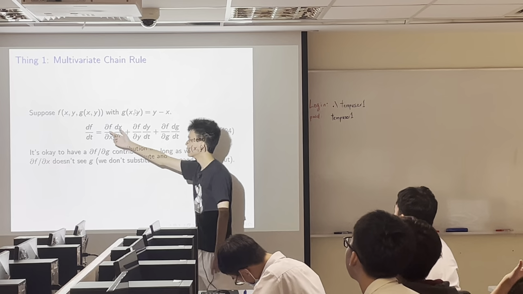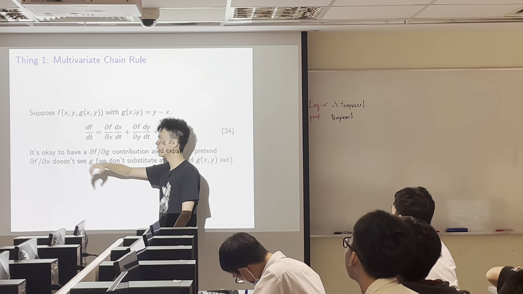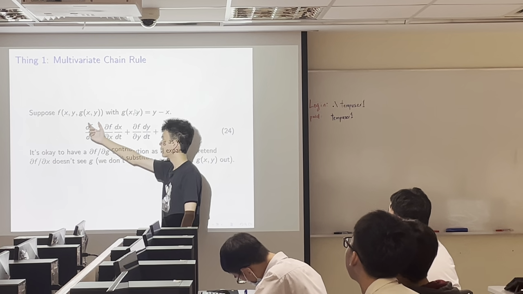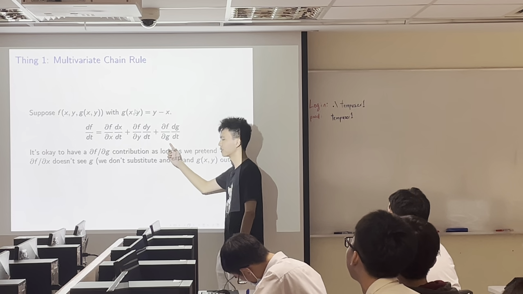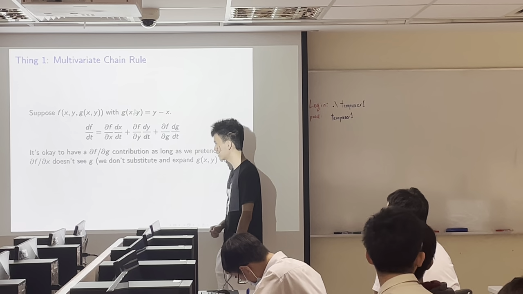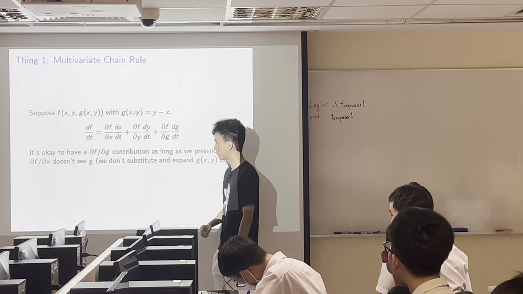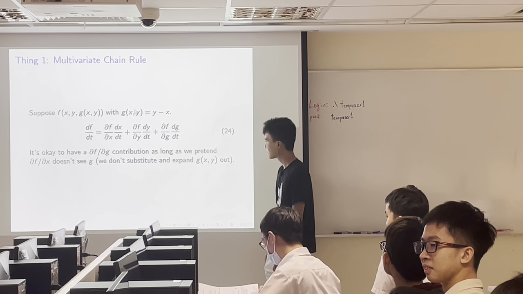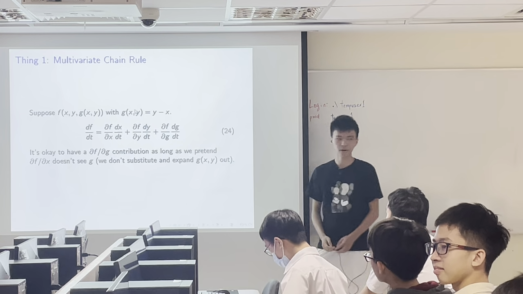But if you don't expand out g, and in your function f you just write g over there, symbolically, then when you take the multivariate chain rule, you must include this term. Okay, so that's essentially what's happening when we take partial of the thing with respect to y minus x. So it's about expansion, it's about symbolic expansion.